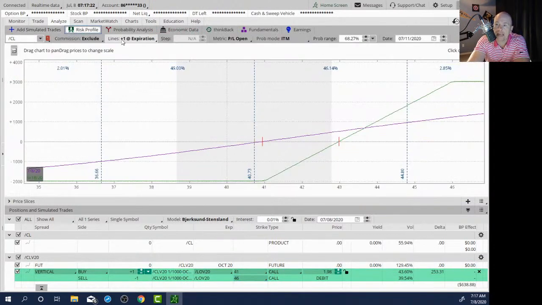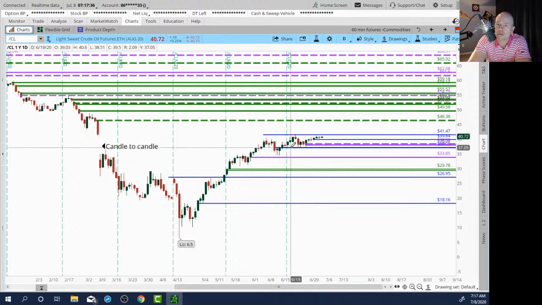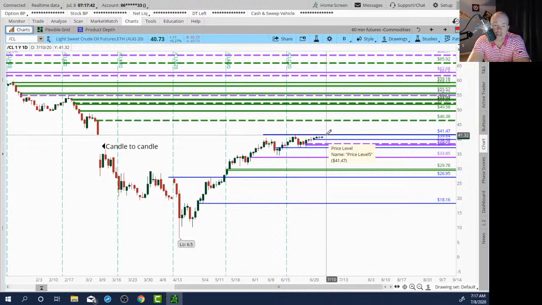It sets up a pretty nice risk profile where I still can profit on a move up, but it lowers my overall exposure, right? If everything falls apart, I'm risking $1,900, and I can certainly lose more than $1,900 in the futures trade, whereas in the options position, I limit my exposure.